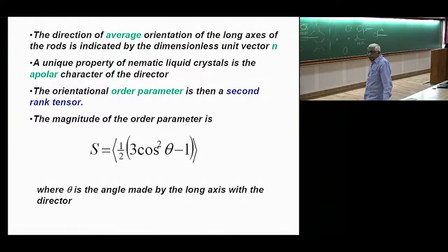So since you have an apolar order, the relevant order parameter is the second rank tensor. And the magnitude of the order parameter is defined like this. It's the statistical average of (3 cos squared theta minus 1)/2. Whereas if it were a polar order, it would have been just the average of cos theta. Theta is the angle made by the long axis with the director, which is the average orientation direction of the molecule.